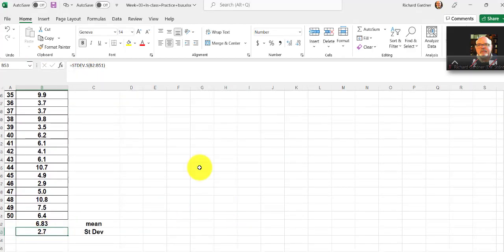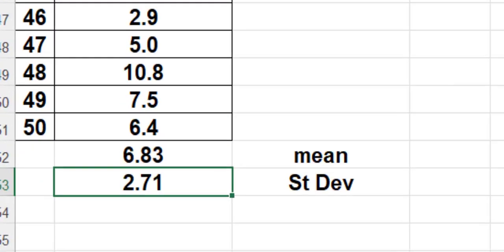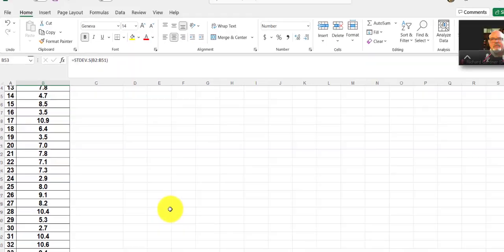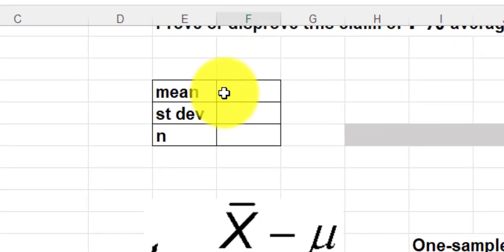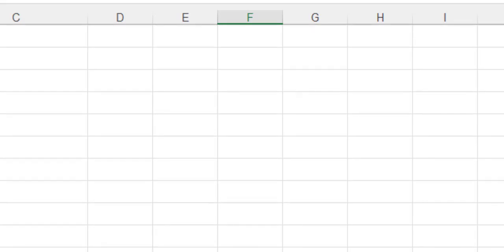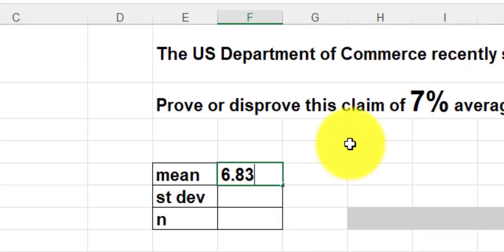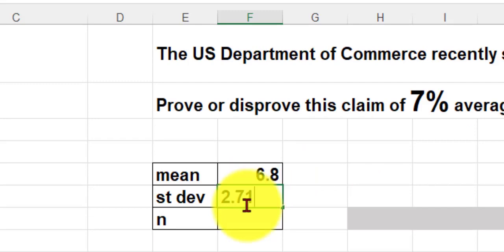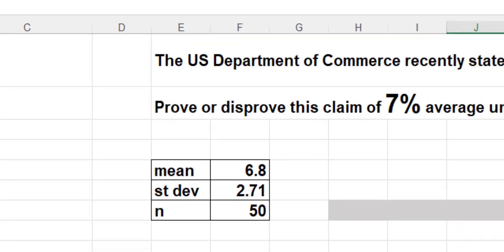So we got the standard deviation. We got the mean. We're going to go ahead and put them up here. So our mean is 6.83. Our standard deviation is 2.71. Our sample size, that's what the little n is. Sample size, we got 50. So now we're just going to plug them into this formula.